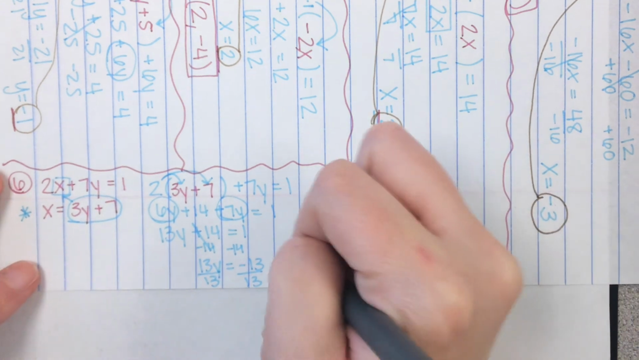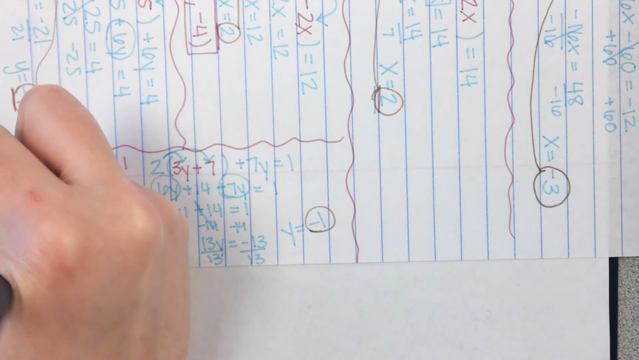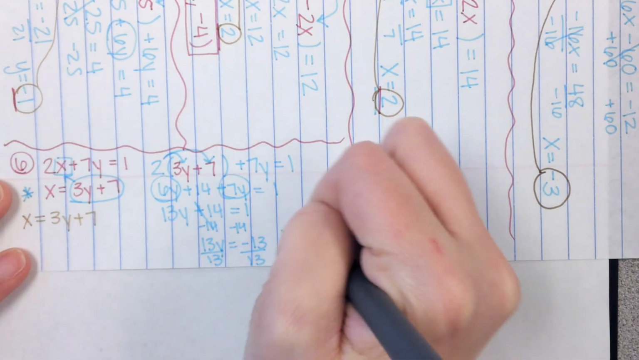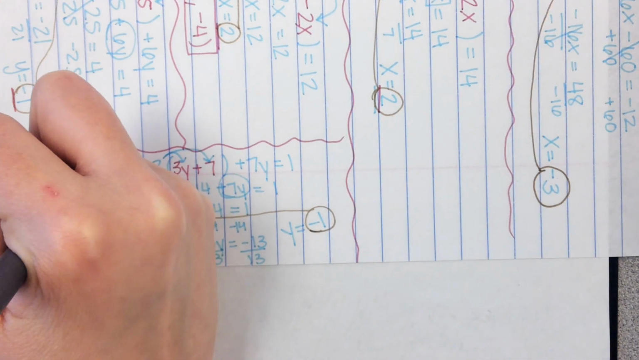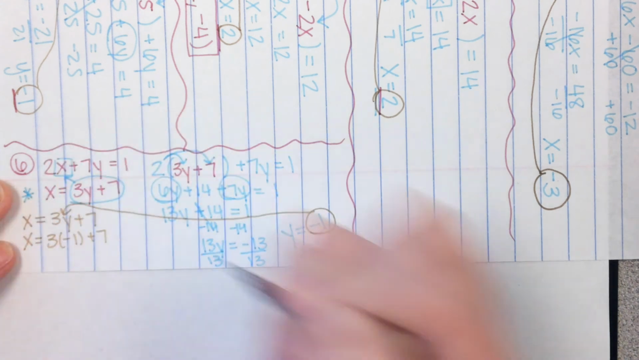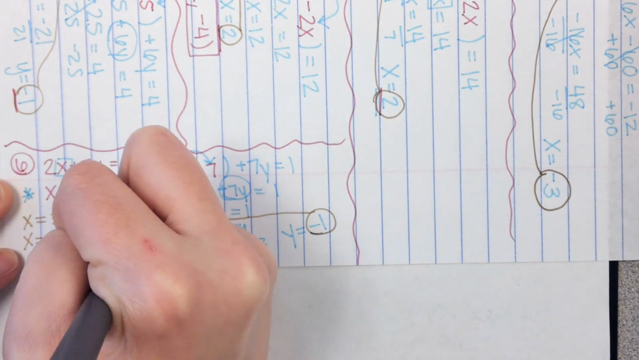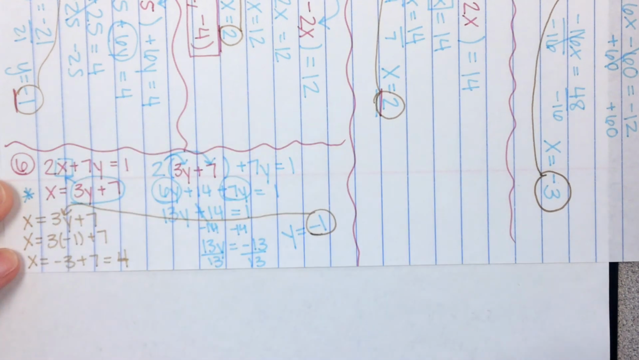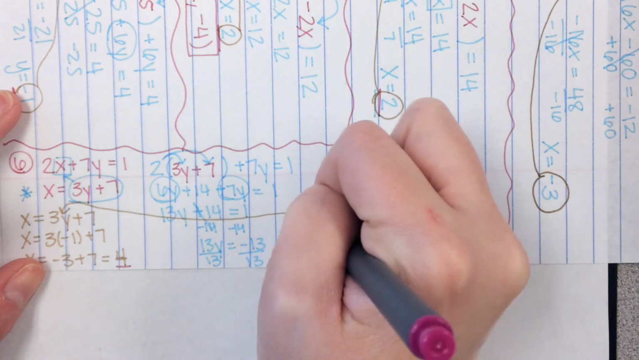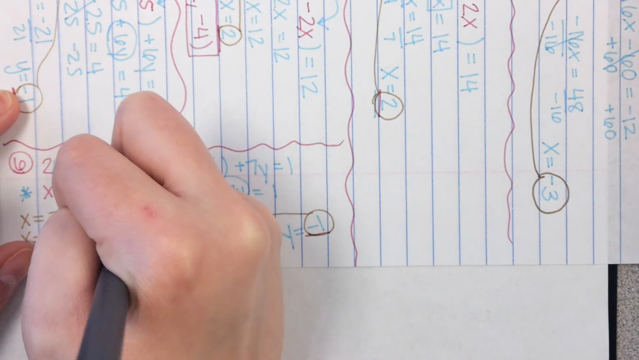Okay, now we know what y equals. We're going to go back to what we circled. So that x equals 3y plus 7. We're going to plug negative 1 in for y. So x equals 3 times negative 1 plus 7. So x equals negative 3 plus 7, which equals 4. So now I have my x, I have my y. My ordered pair is 4, negative 1.